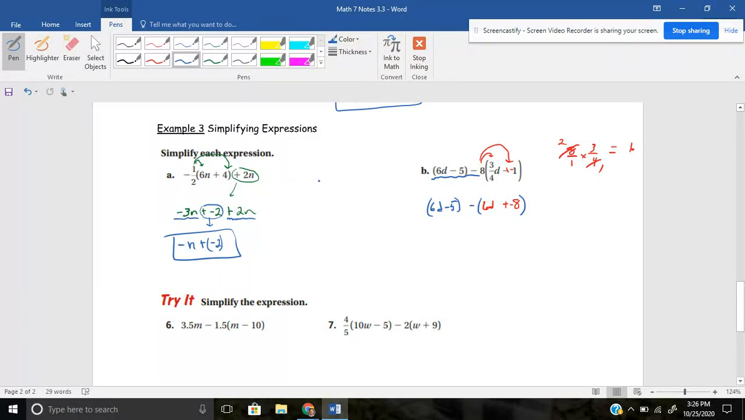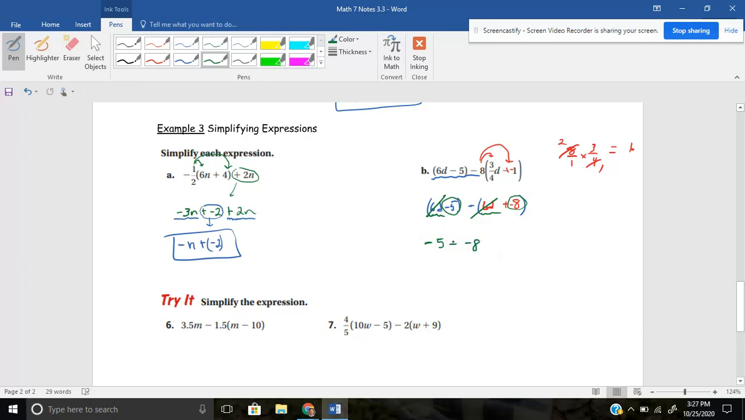Okay, so remember, pay very close attention to your signs here, right? I'm going to use the horizontal method here. You could use the vertical method and line these up if you want, but I'm just going to underline my like terms. So I have 6d minus 6d, and I have negative 5 minus negative 8. 6d minus 6d, anything minus itself is 0. So those are essentially going to cancel out. And then I have negative 5 minus negative 8.